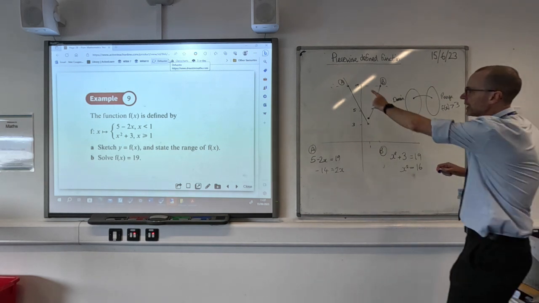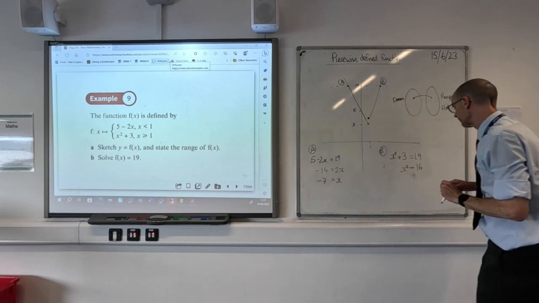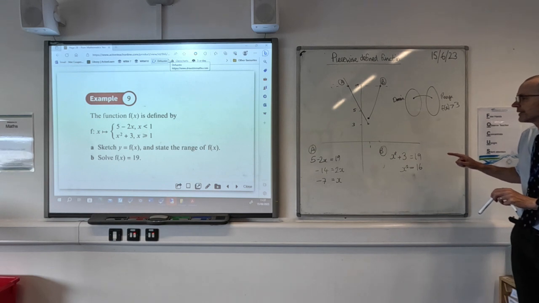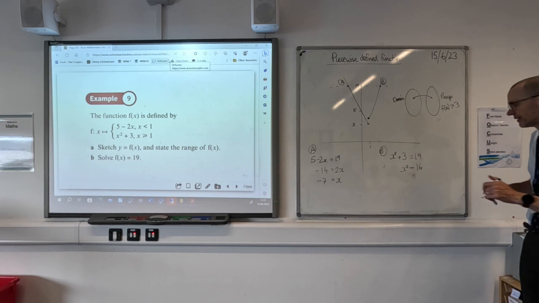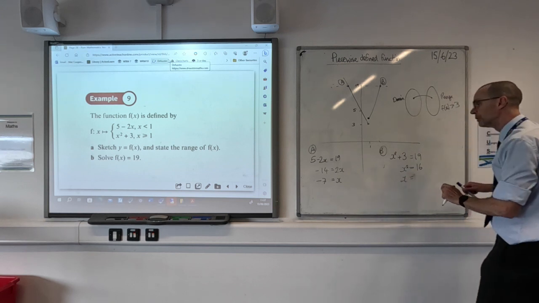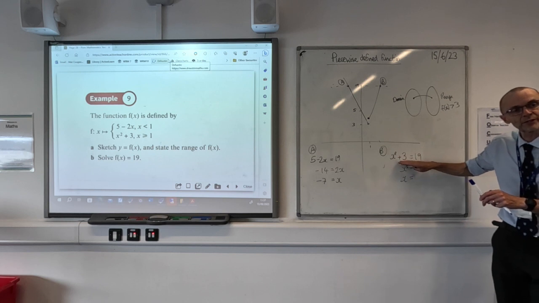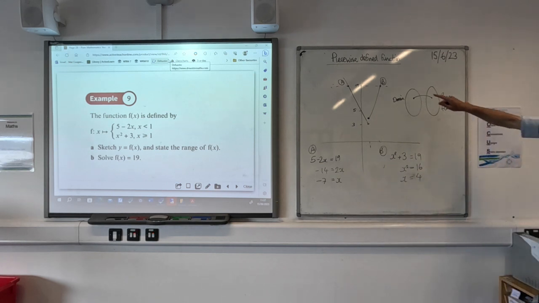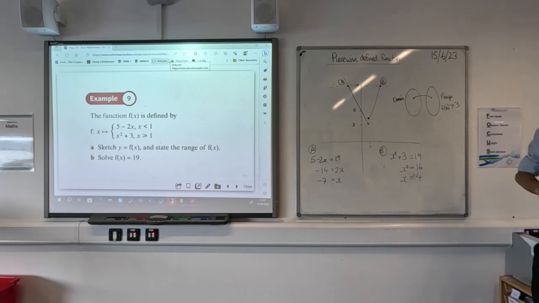So x is minus 7 makes sense for A, doesn't it? Now x squared is 16, so x could be plus or minus 4. But of course, this part of the function is only valid when x is greater than or equal to 1. So I'm not going to do plus or minus 4. There's clearly only one place where that line crosses 19, and that's going to be when x is 4.